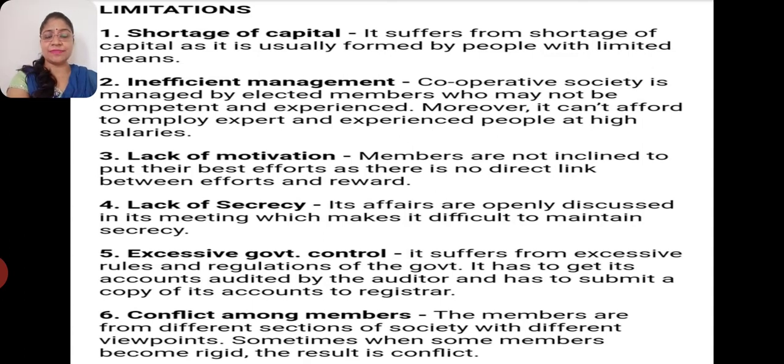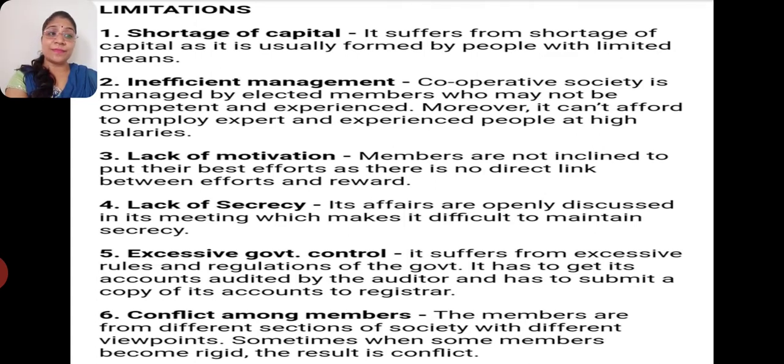Inefficient management. A cooperative society is managed by elected members. So an election is done, and the person who is elected may or may not have experience. However, it cannot be expected that a particular person is an expert in all the fields. So inefficient management may be found.